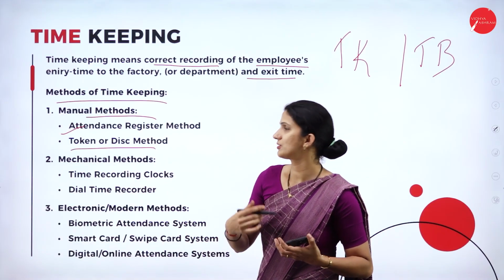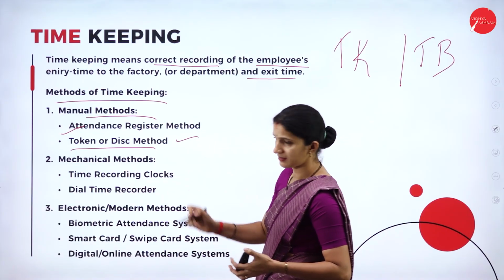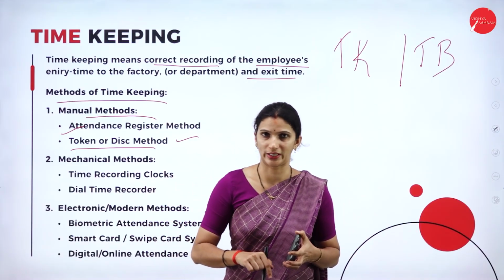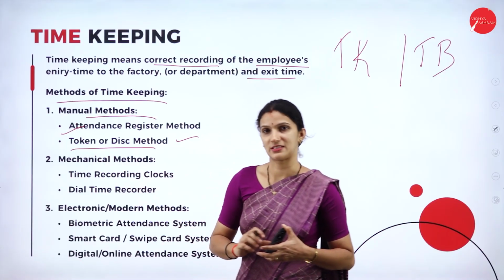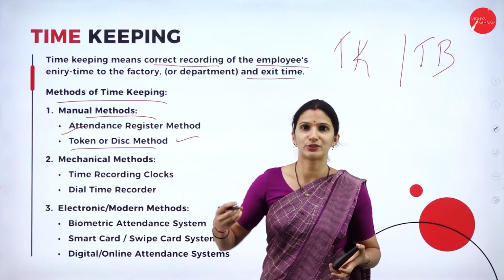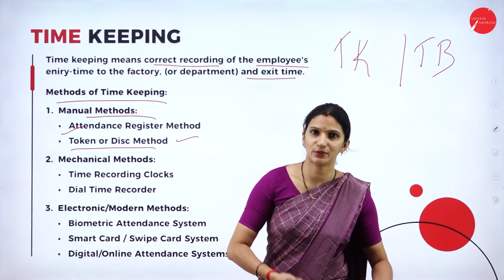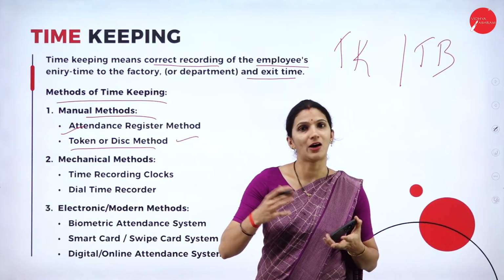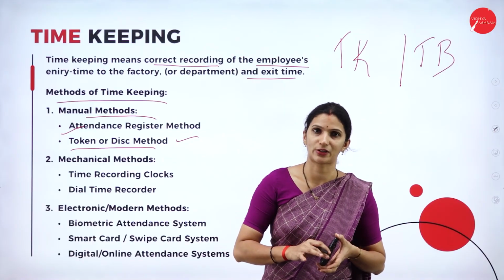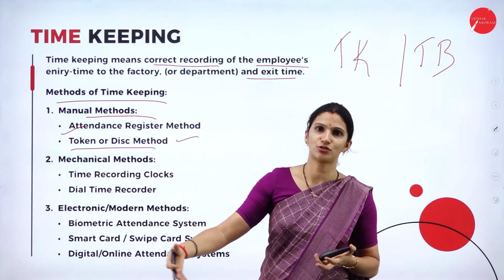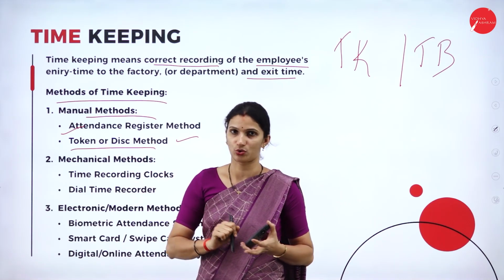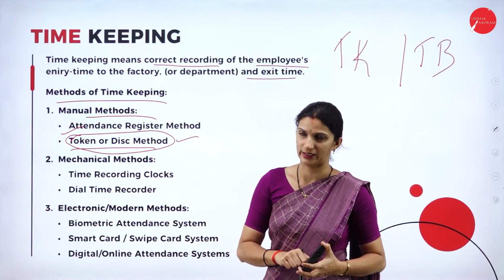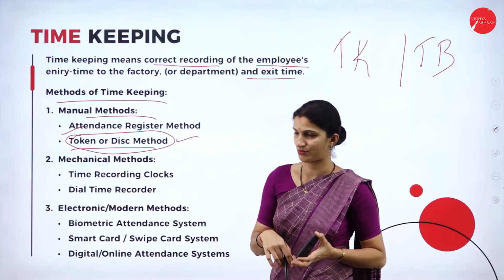Another one is the token or disk method. This token or disk method is the oldest and is obsolete, not in use in practice today. Under this method, one token is given to each employee, and whenever they enter the factory, they give that token to the person in charge of maintaining the records, and whenever they leave they take back their disk or token. This method is not in use today. So these are the two manual methods that we have.